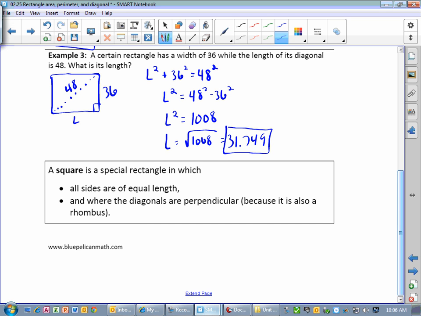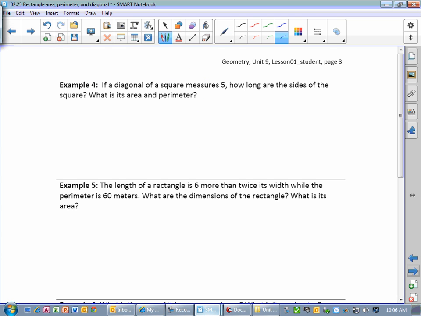Okay. So definition of a square: remember, a square is just a rectangle, but it's a special rectangle with 4 congruent sides and perpendicular diagonals because it's also a rhombus. So a square is a rectangle that has 4 equal sides, so all the other rules apply. Example 4 says, if a diagonal of a square measures 5, how long are the sides of the square, and what is its area and perimeter?